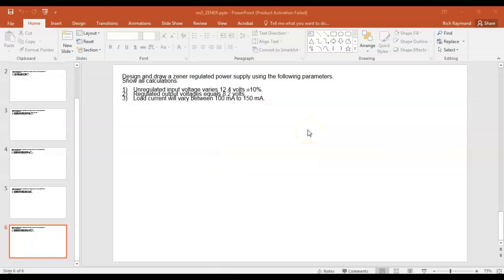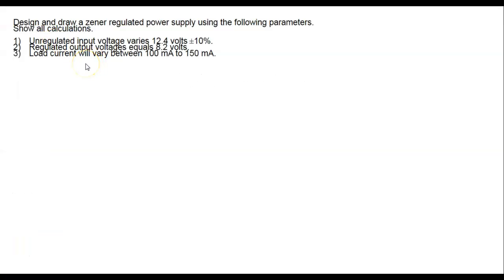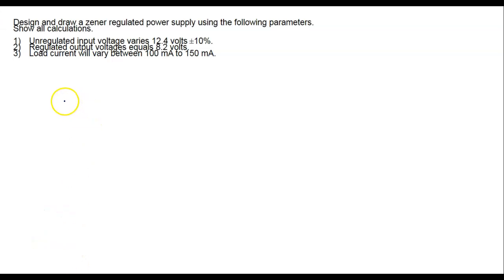Drawing the circuit. So all we're going to do is just draw the Zener portion of the circuit. We're not going to draw all the transformers and the regulators and the filters and all that stuff. We're just going to draw the regulation portion of the circuit, kind of like we did on the lab. So all the circuits will look the same, guys. The only thing that's going to change is just the parameters of the circuit.